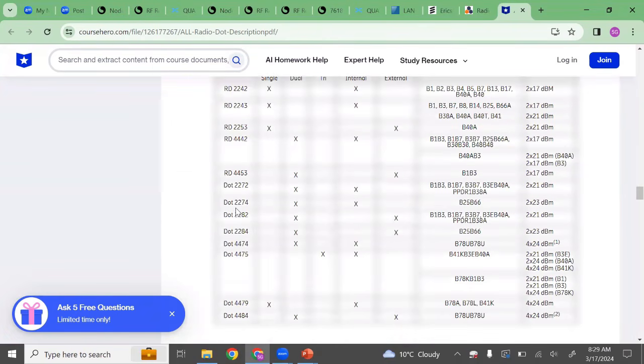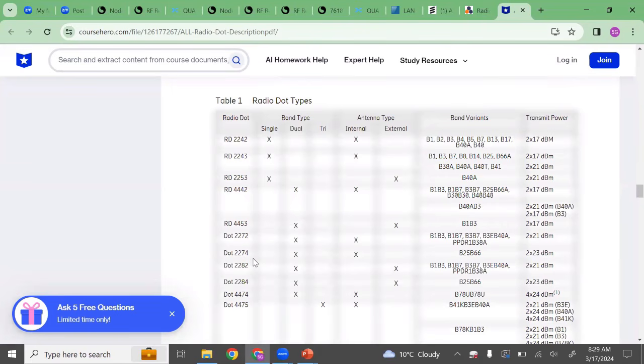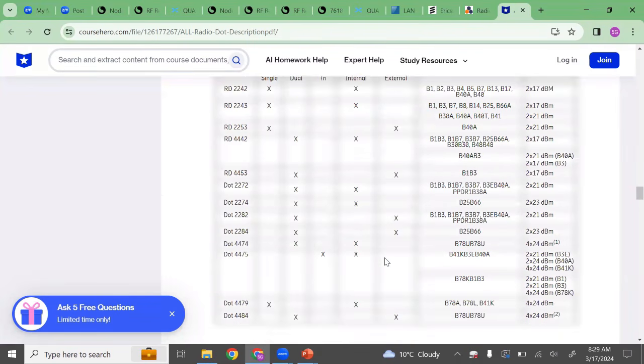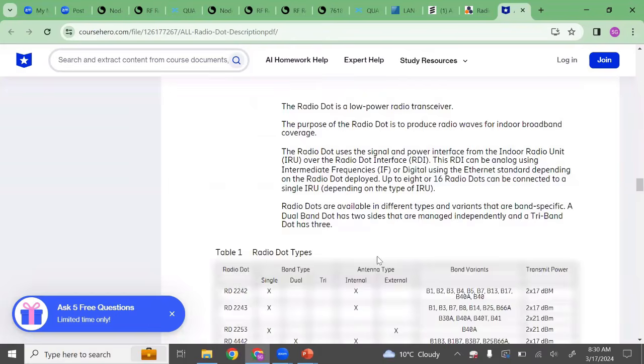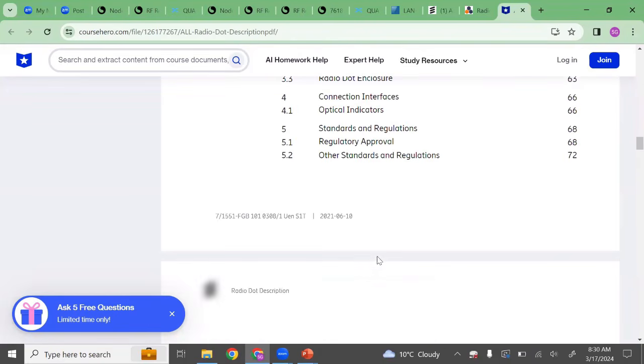Suppose 2274, right? Which bands does 2274 support? It supports B25 and B66 bands, and its transmit power is around 2 cross 23 dBm. Then we have 4475. It supports B41 band and B4 band, all these bands, right? So all these details are available on this particular website.